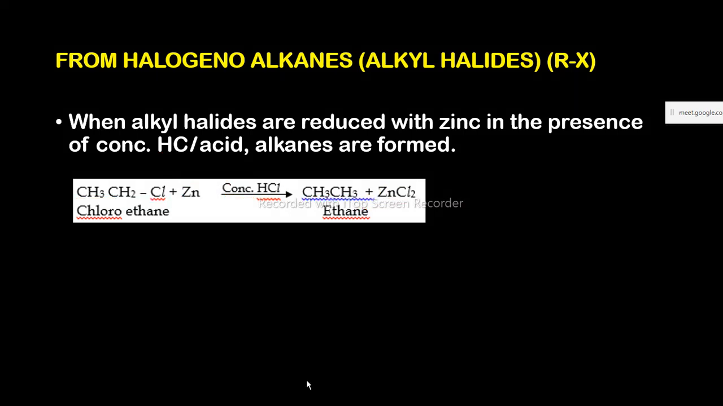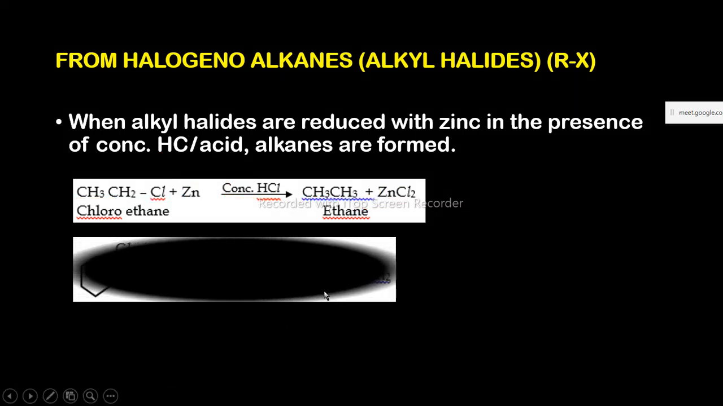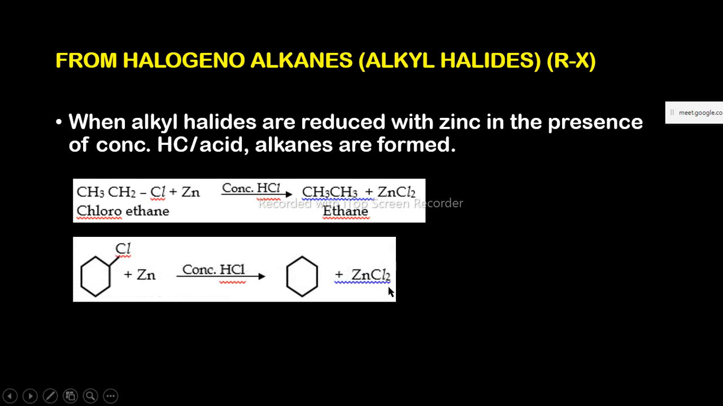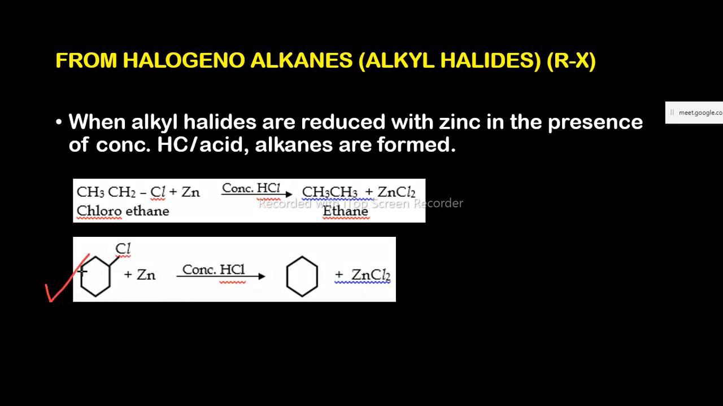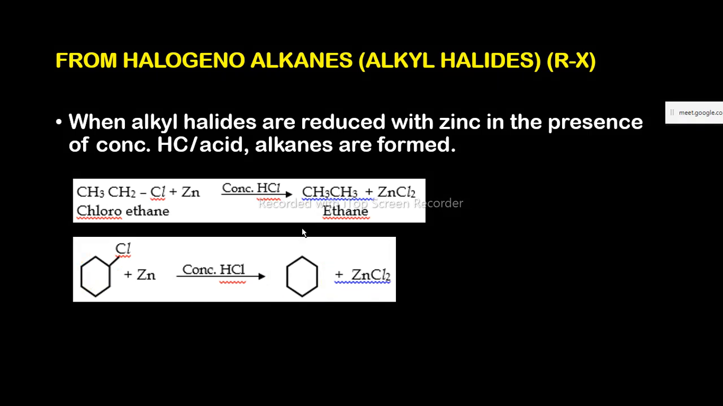So that is method 1 of the preparation of alkanes from alkyl halides. Can you do this? Can you name this? What is this? Cyclohexane. Yeah, that is cyclohexane. Basically that is as simple as that.